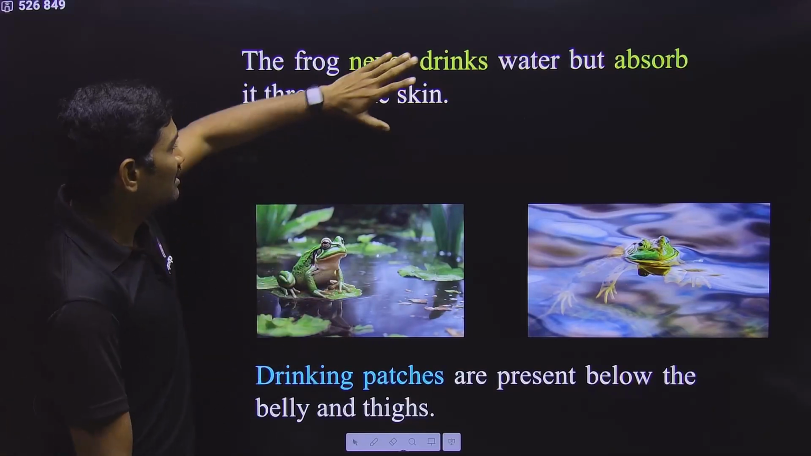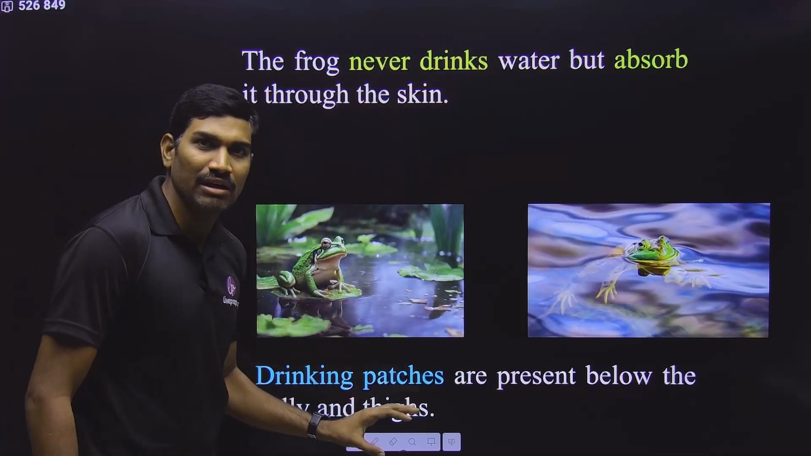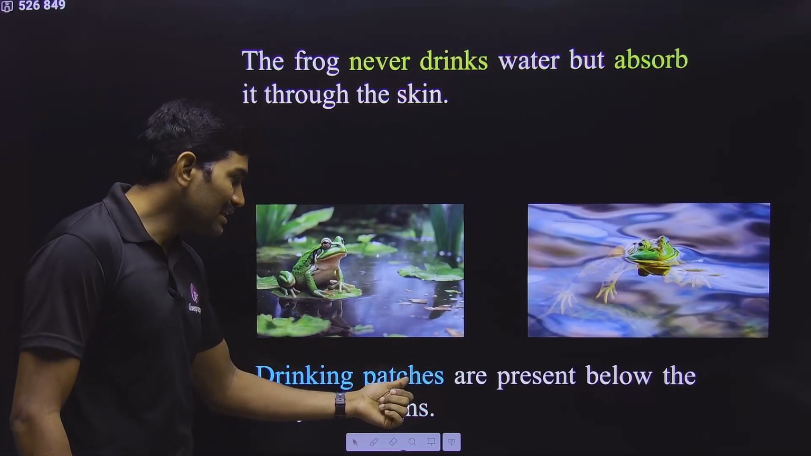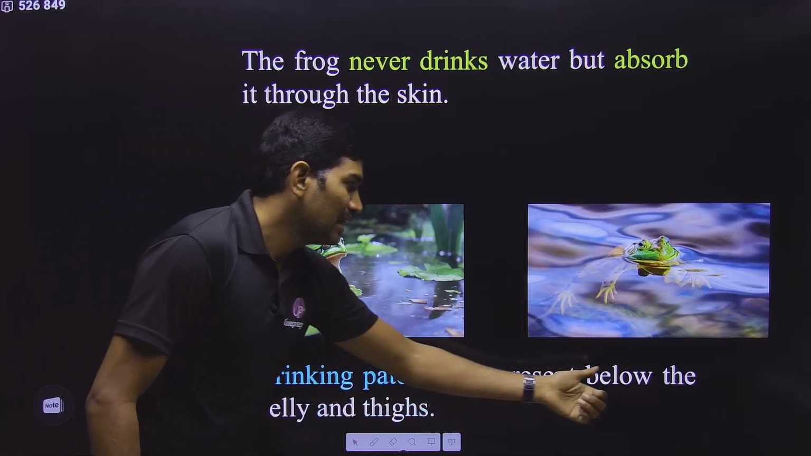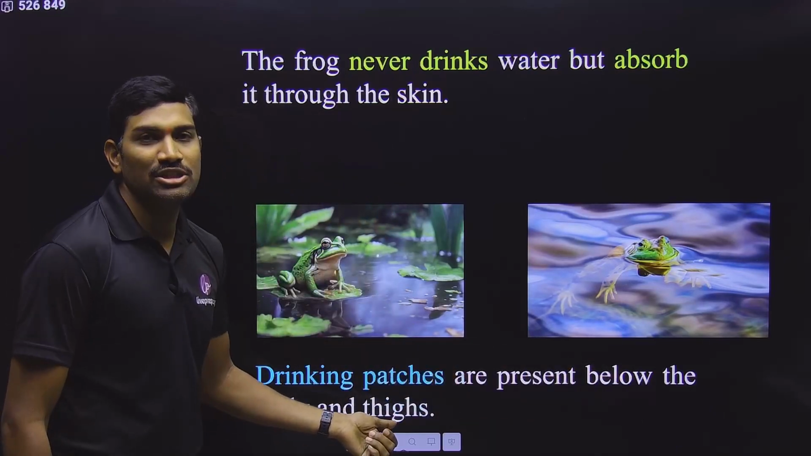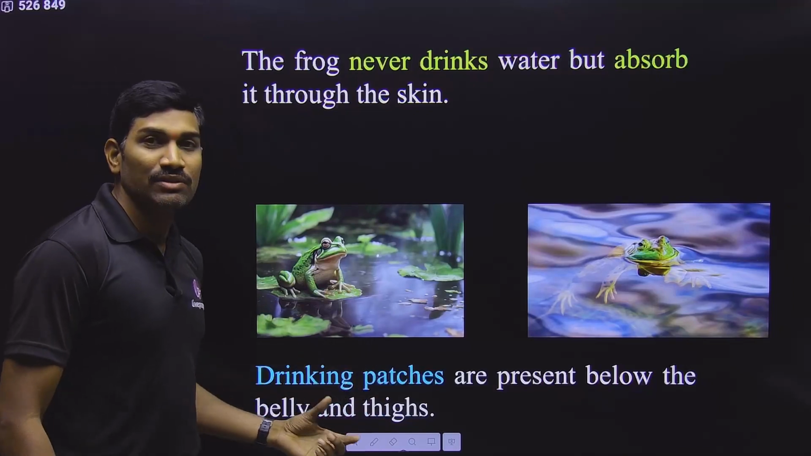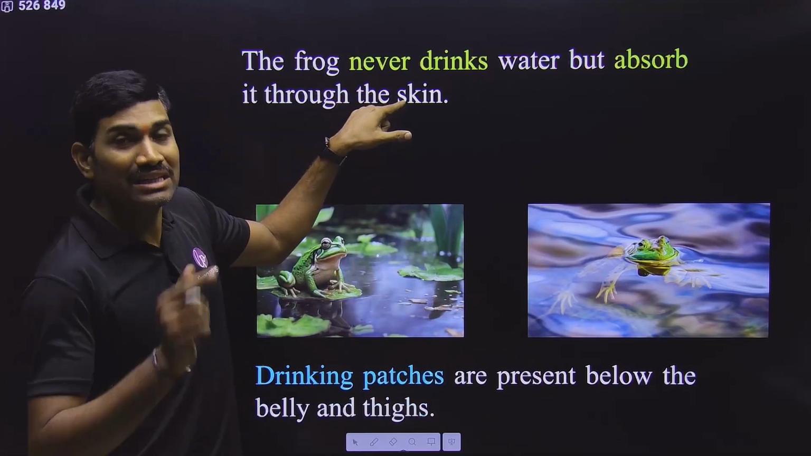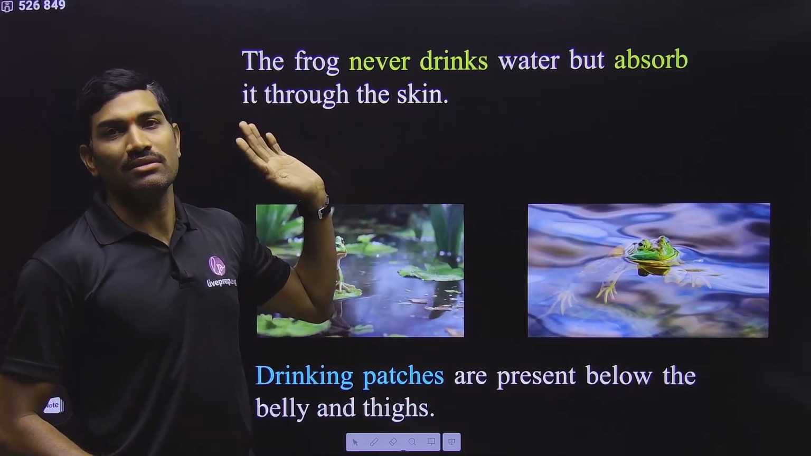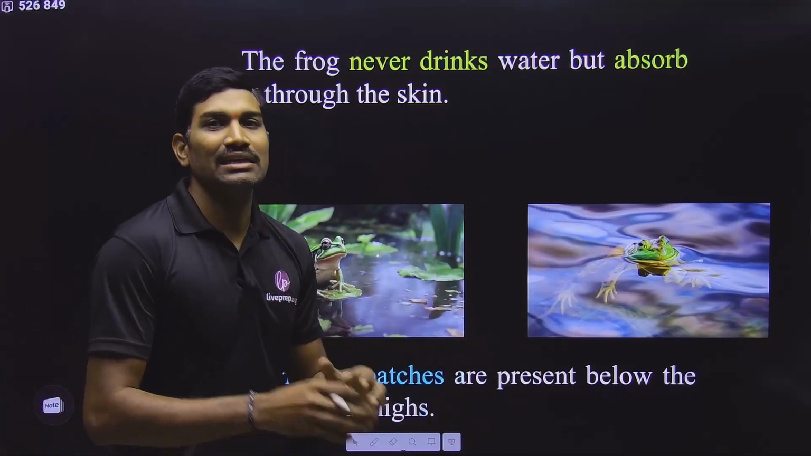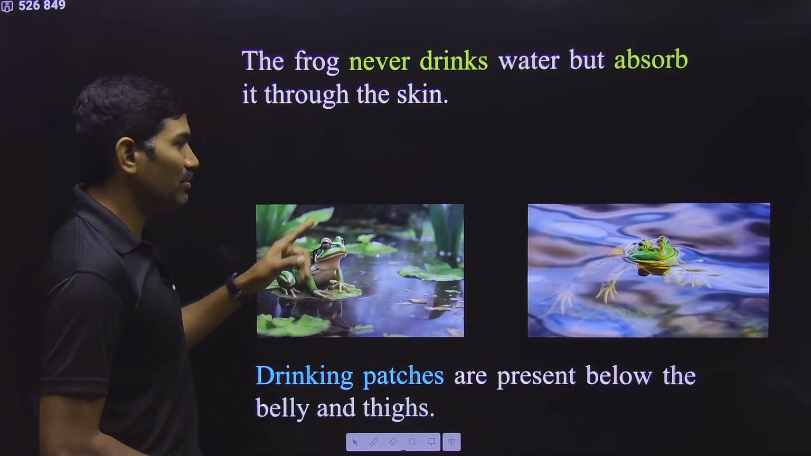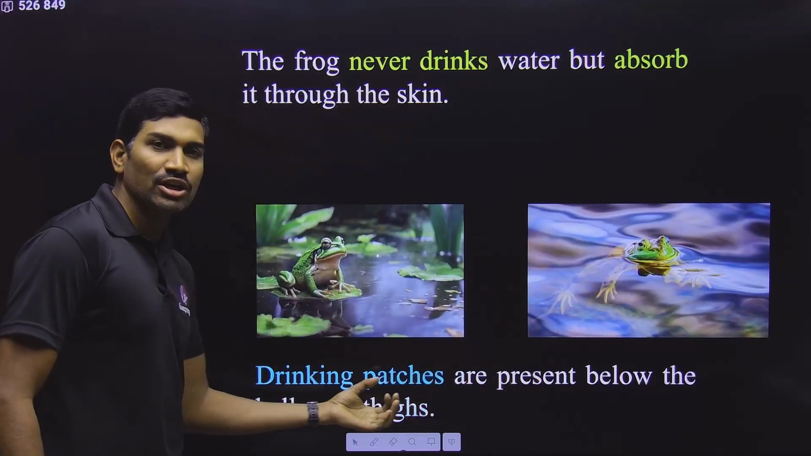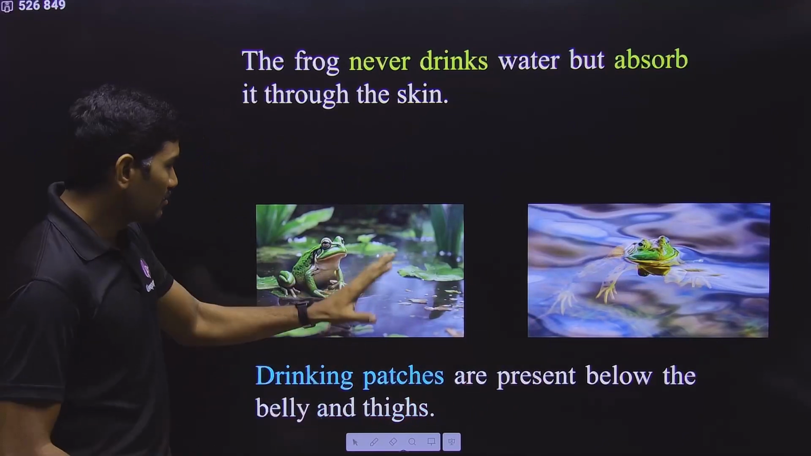Technically, this is important, given in NCERT, but here I have given another important piece of information. The frog has some drinking patches, and where are these patches present? They are present just below the belly, and also on the thighs. And what will these drinking patches do? They simply absorb the water. So in this way, the frog is not drinking the water but absorbing it. In this way it gets water from the surrounding water sources. Even when it is present in the water, it is able to absorb the water through these drinking patches. Clear? This is one important point.